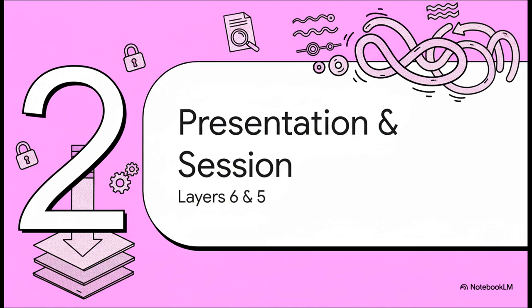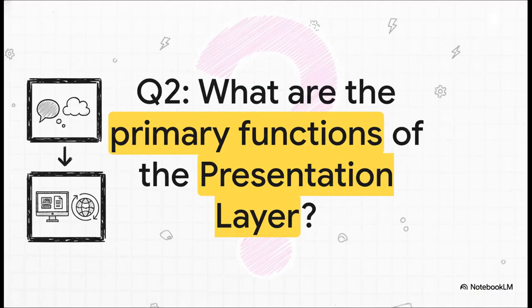Okay, that's a clear start. So the application layer makes a request. But what happens next? How do we make sure the data is in the right format, and how does the connection even stay open? Well, that's where the next two layers come in: presentation and session. So let's move down to layer 6. What are the main jobs of the presentation layer?